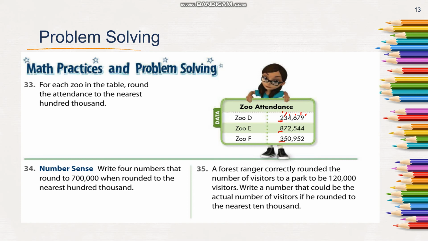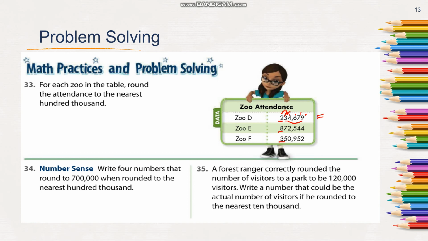Then let's apply the rule. 2 is followed by 3, so that is 4 or less. So we simply copy the digit 2 and the rest of the digits become 0. That's why this becomes 200,000.